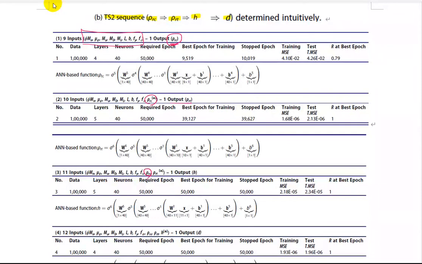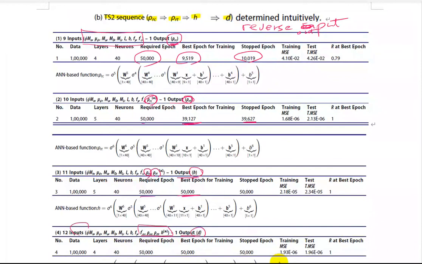you can put it on the input side here to train RORT. After you train RORT, you can put RORC and RORT both on the input side to train H. And then you put everything here, making 12 input parameters, to train output D. And this is one way you can train all this reverse output. We are now training reverse outputs. Also the epochs are very small: the best epoch is at 9519, only about 10,000, while you are requesting the training to go to 50,000. Here it is less than 50,000, which is fine to me.